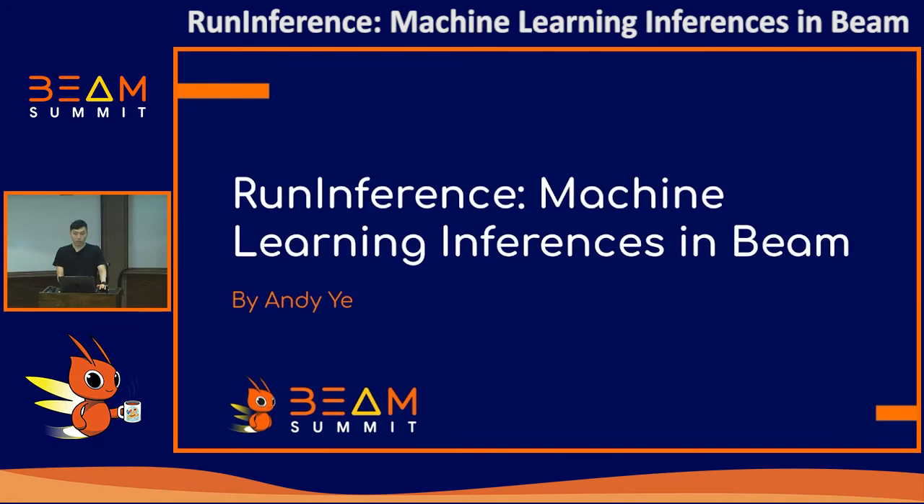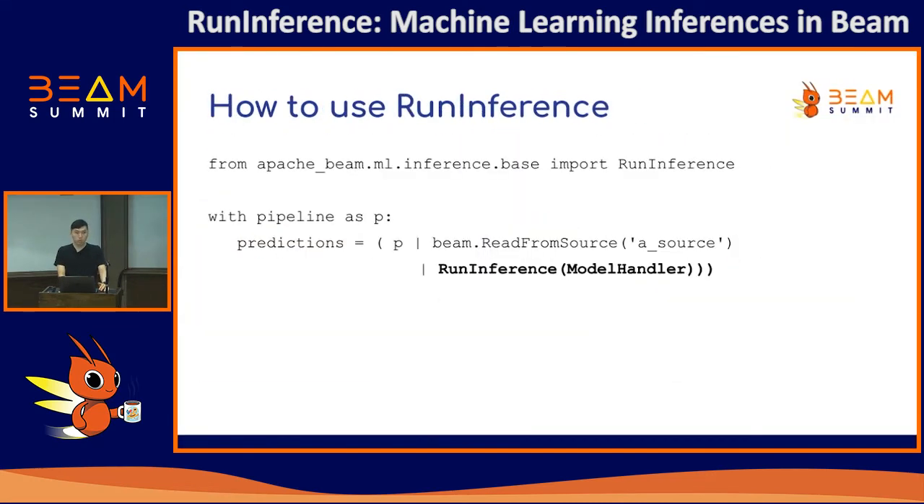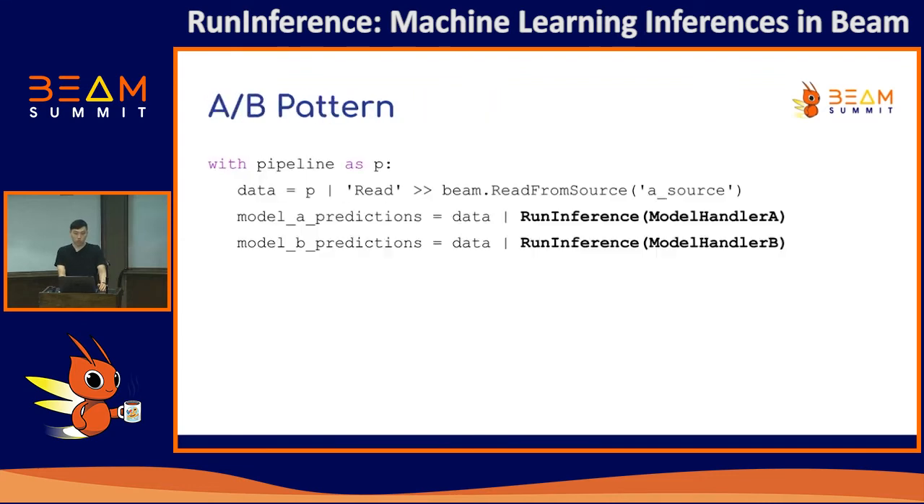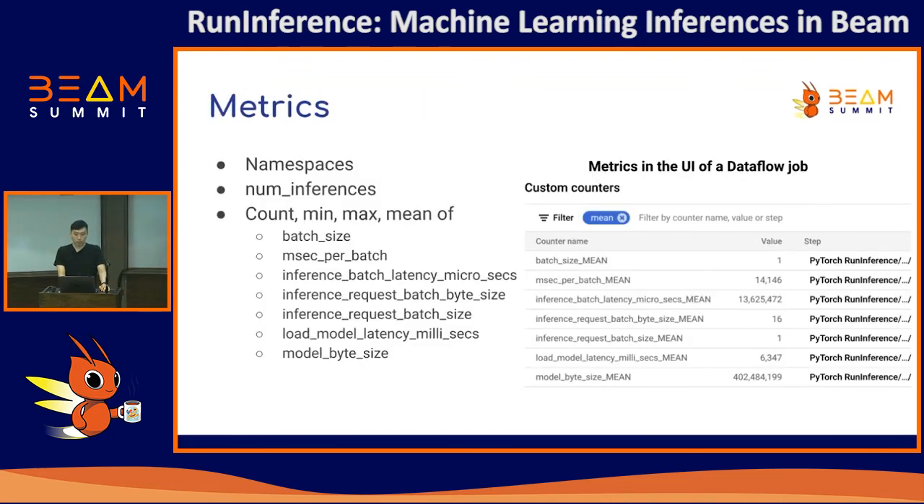Finally, inside RunInference, we keep track of certain types of metrics for monitoring purposes. Users can specify a namespace to which metrics for a particular transform can be associated. We've included metrics such as the number of inferences and the count, min, max, mean of other information such as batch size, milliseconds per batch, information related to the actual inference call, such as latency, and other model loading metrics.